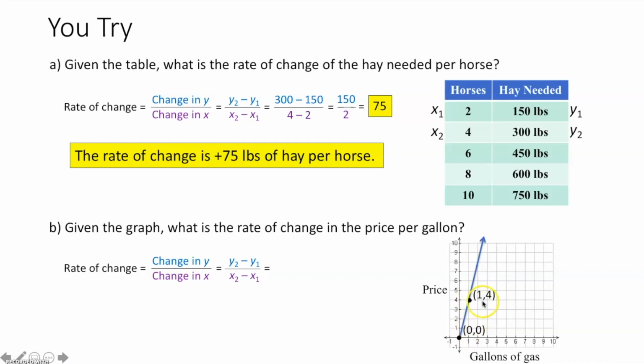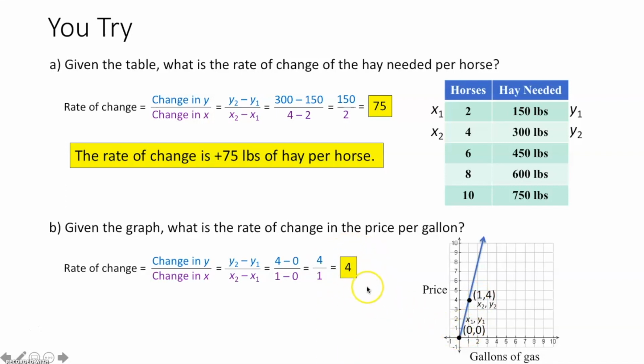Sweet. Now let's label these. This will be our x sub 1, y sub 1. This will be our x sub 2, y sub 2. So now we plug these into the slope formula. For y sub 2, I'm going to plug in 4. For y sub 1, I'm going to plug in 0. For x sub 2, I'm going to plug in 1. For x sub 1, I plug in 0. We simplify and we end up getting 4 over 1, which is 4.